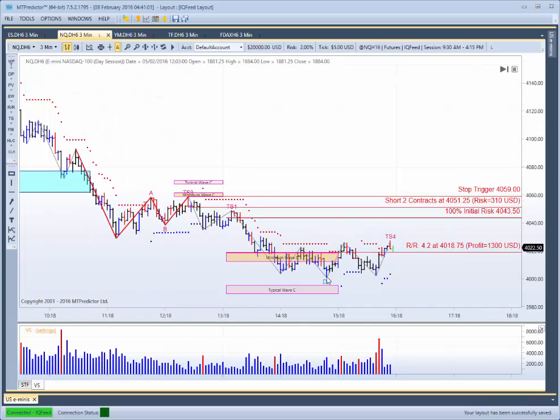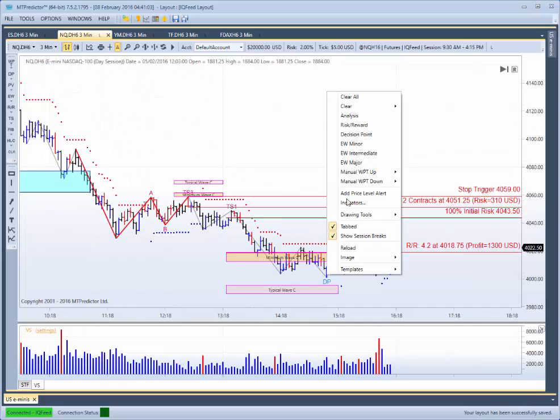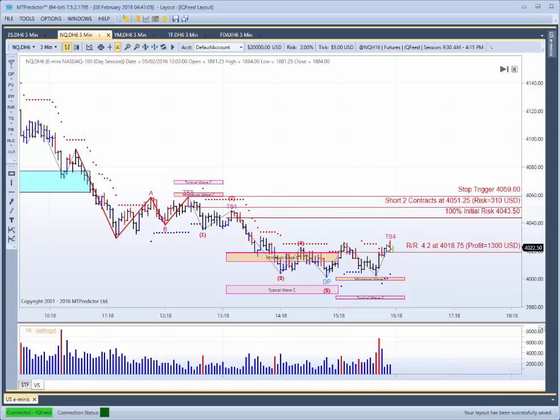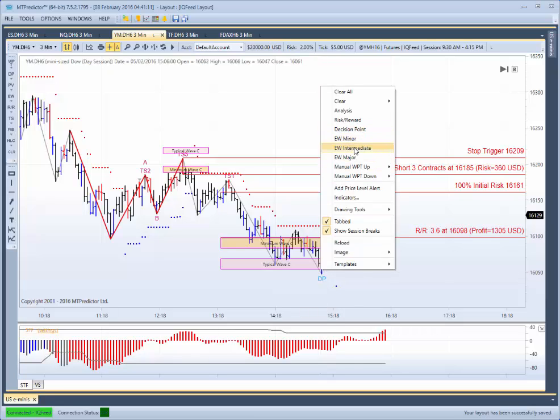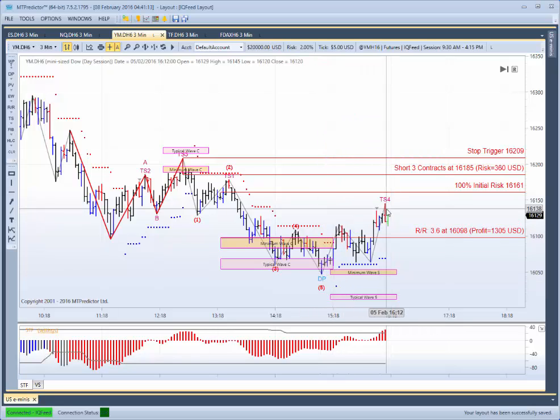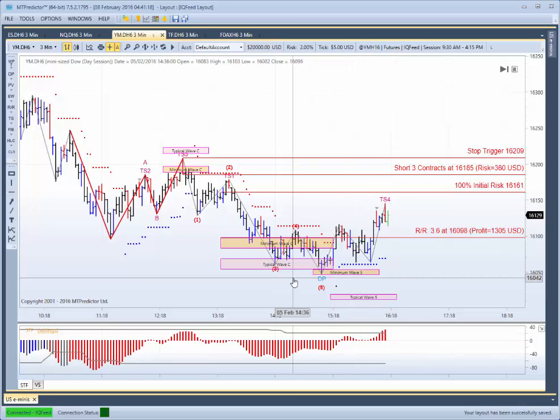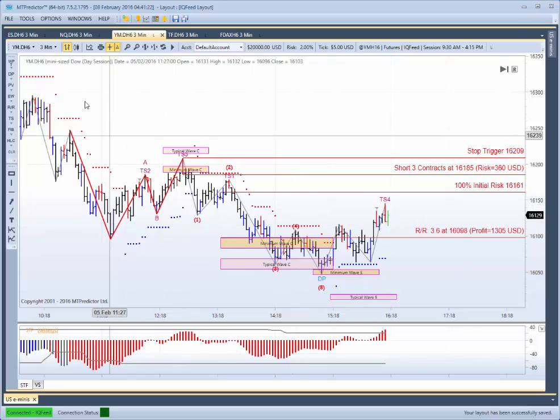NQ exactly the same, 5-wave sequence down, a rally back up. YM exactly the same, a 5-wave sequence down, a rally back up again. So this is what I mean about the picture being perfect and really clear, and the same on all the markets. Absolutely perfectly. So how could you have traded this?